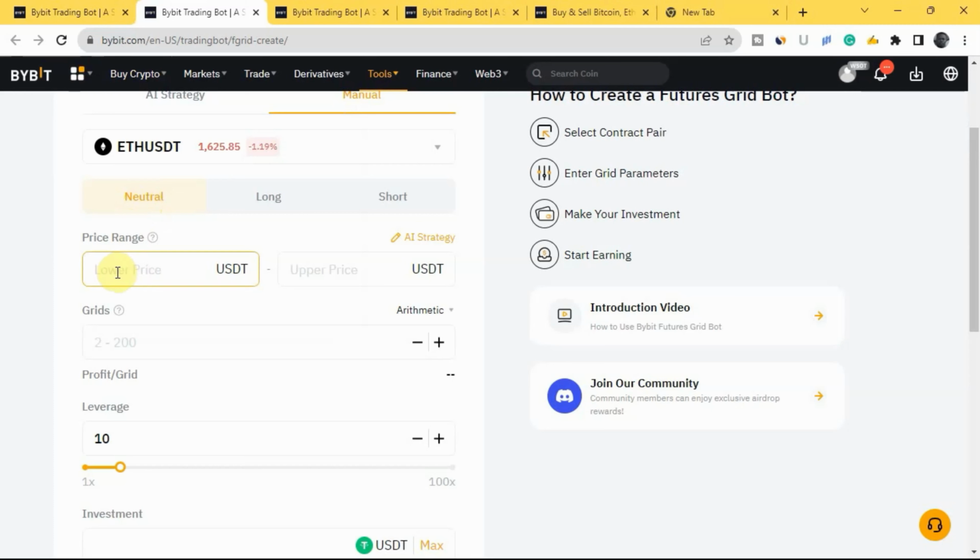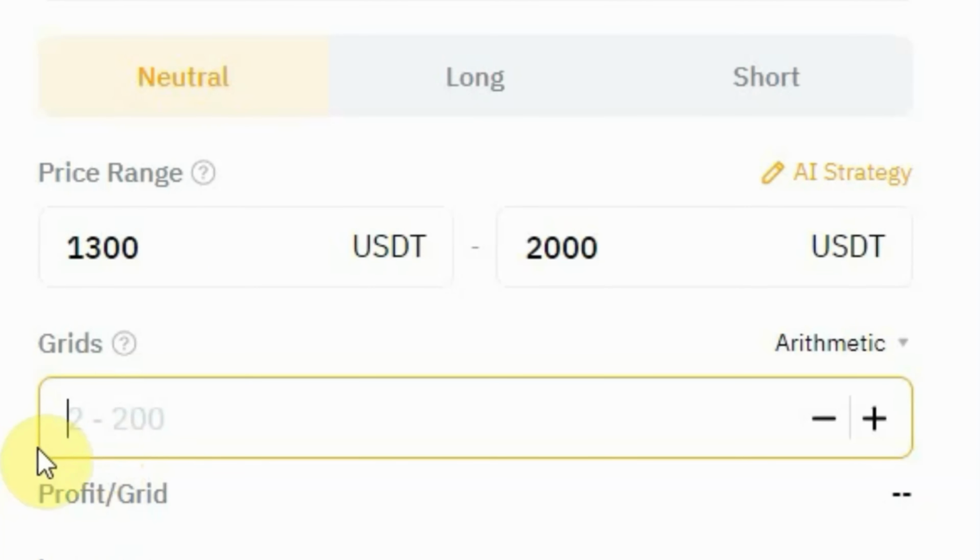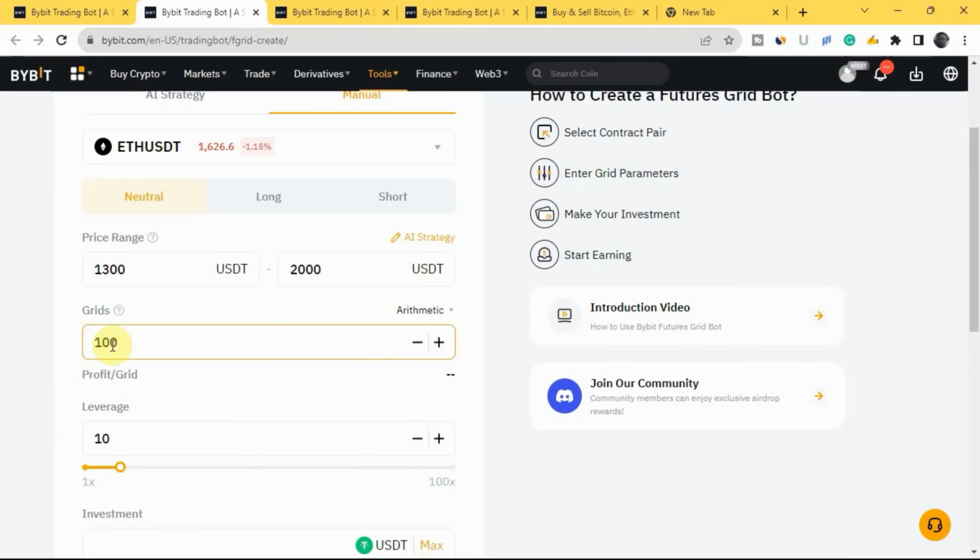So right here, I'll enter the price range I want this to take trades for me. So let's say, for example, I want the trading bot to take trades for me between $1,300 to $2,000. So let's leave it there. And then for the number of grids, you can see you can select 2 to 200. So let's select 100. Let me put 100 grids.